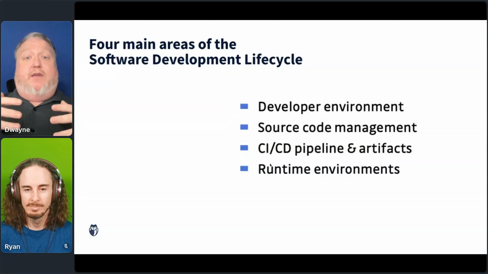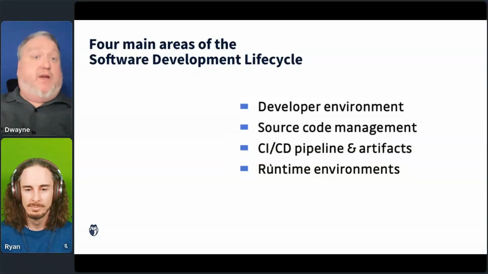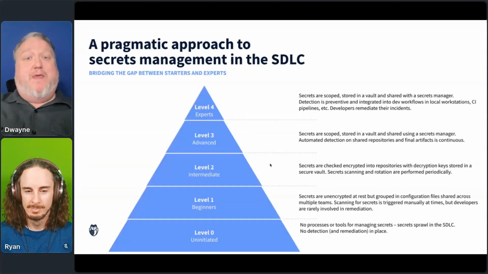But we've looked at the main 4 areas. We've broken down the software development lifecycle into these 4 general areas. For today's purposes, we're really only going to talk about the first 2, because if we can stop secrets there, then they don't get into the last 2. And that's really what we're focused on here in the first place: not getting those secrets in there and detecting them early so we can stop them at the source.